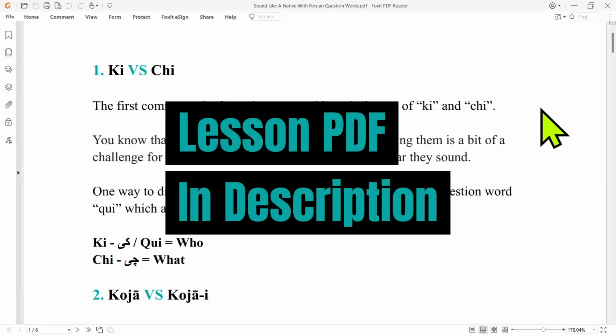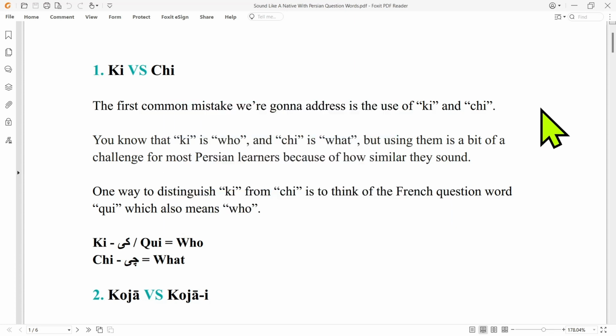The first common mistake we're going to address is the use of ki and chi. You know that ki is who and chi is what. But using them is a bit of a challenge for most Persian learners because of how similar they sound. One way to distinguish ki from chi is to think of the French question word qui, which also means who. So for who, we have qui, just like in French, and for what, we have chi.